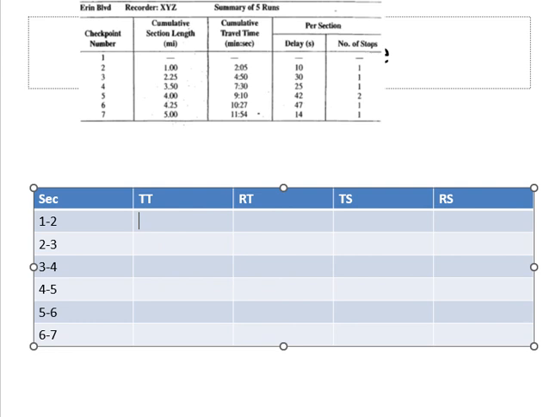Travel time between point 1 and 2 is the value which is given, right? Because this value is between point 1 and 2. So I just write the value as it is, 2.05. Travel time for the next section is between 2 and 3. They are showing in front of point 3, 4 minutes 50 seconds.